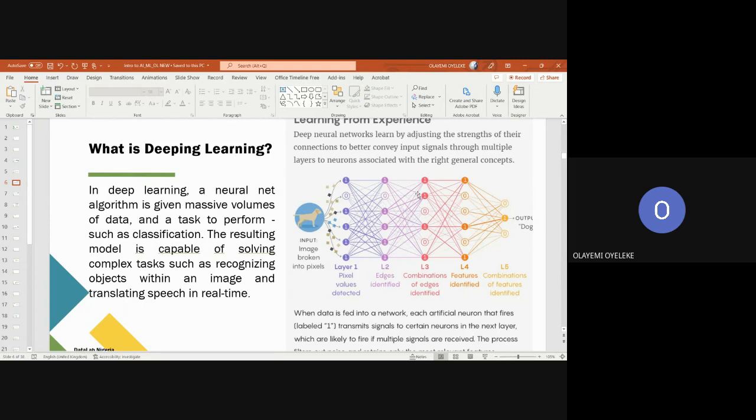So that's how it works. It's deep learning because of this architecture. The traditional machine learning doesn't have a complicated architecture like this during the learning stage. But for deep learning, you can see the different layers, which truly makes it deep learning. Okay, so that's how it works.